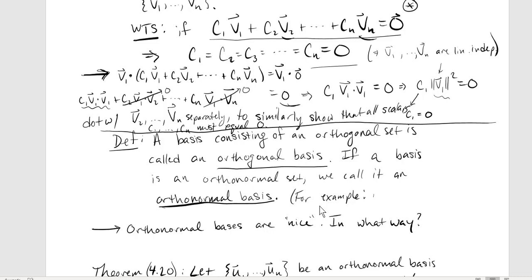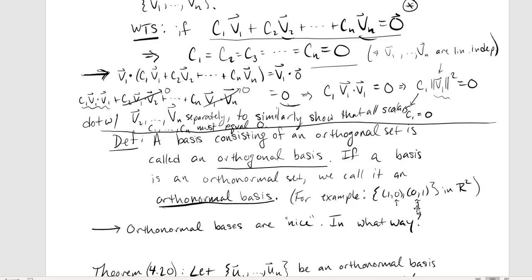For example, the set (1, 0), (0, 1). It's like our i and j vectors in the plane. That's an orthonormal basis for R2. The i, j, and k vectors, (1, 0, 0), (0, 1, 0), (0, 0, 1), those form an orthonormal basis in R3. Right, these are certainly orthogonal. You can check that they dot to equal 0, and they're each unit length. So that'd be an orthonormal basis for R3. They're a basis, right? So being orthogonal and unit length makes it an orthonormal basis.